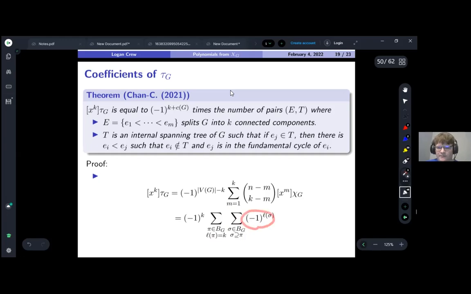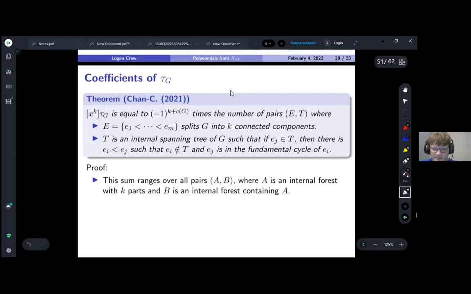No, that's right. And we are taking -1 to its length. That comes from the -1 to the number of edges from above. And again, I'm going to skim through the details of this arithmetic calculation. But this is a sum ranging over internal forests with k parts and b an internal forest that it contains a.